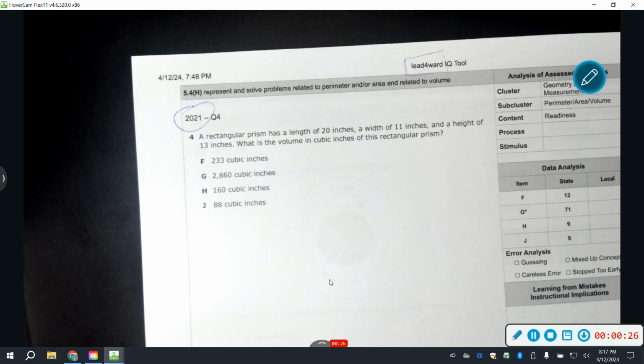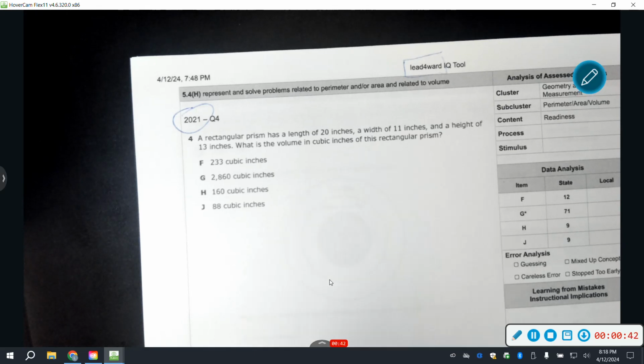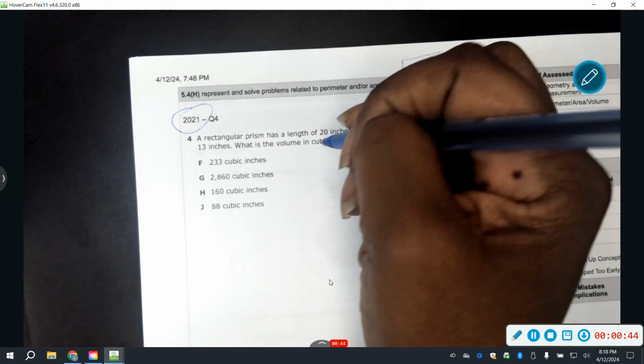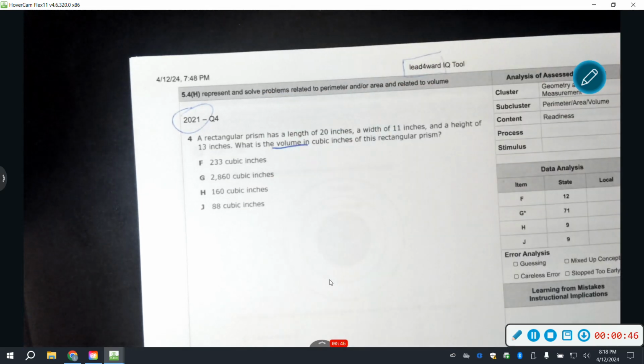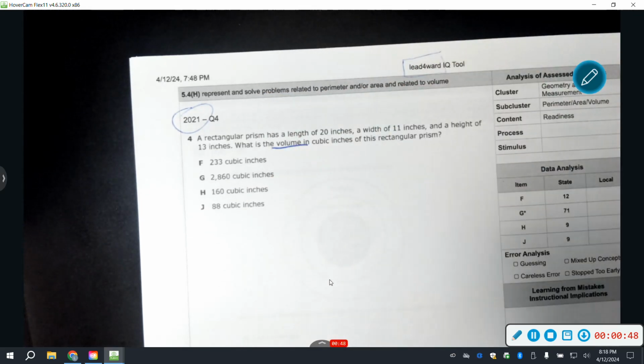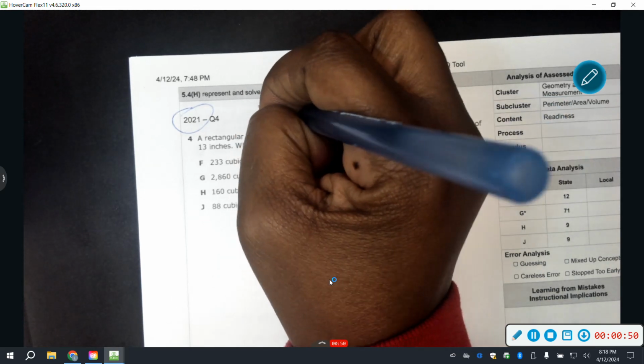A rectangular prism has a length of 20 inches, a width of 11 inches, and a height of 13 inches. What is the volume in cubic inches of this rectangular prism? This one is a really straightforward problem. On STAAR, you will be given the formula. There's a formula sheet. We are looking for the volume. It will ask you what the volume is, so give it what it's asking for.